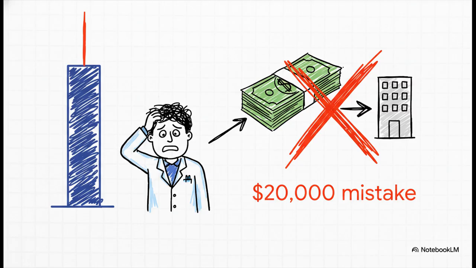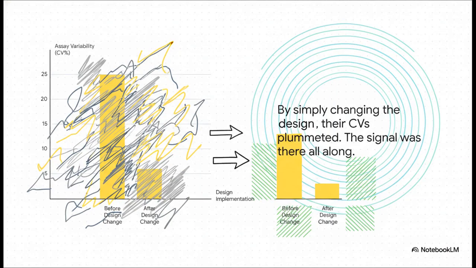They couldn't replicate anything and were literally about to drop 20 grand on switching vendors because they were sure the reagents were the problem. But hold on, they didn't change the reagents, they just changed the design. And just look at this result. By simply rearranging how they ran the exact same samples with the exact same reagents, their CVs plummeted from a crazy 25% all the way down to a beautiful, clean 6%. That signal they were looking for, it was there the whole time, just buried under all that noise.